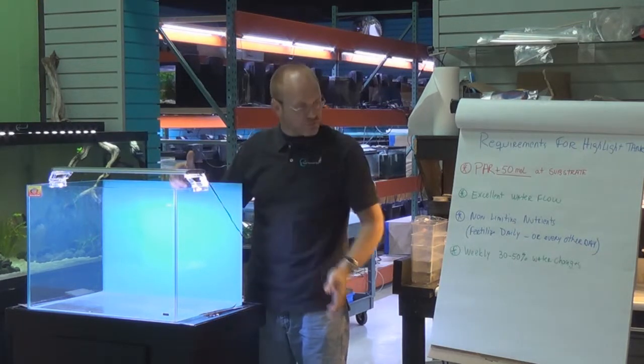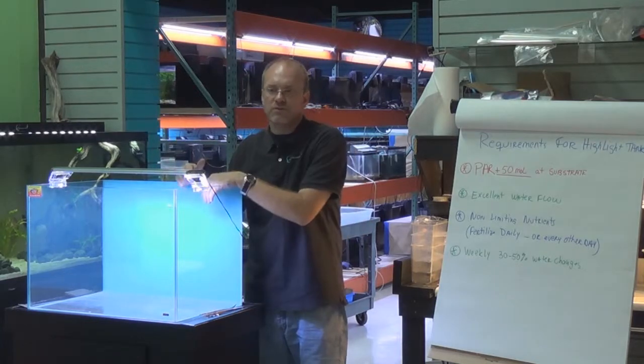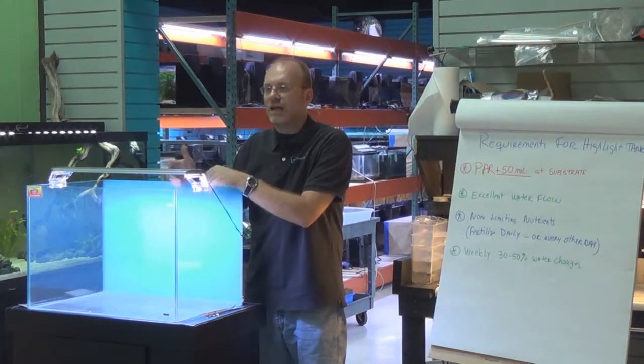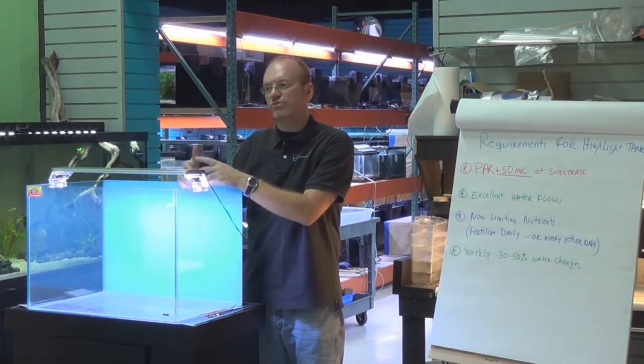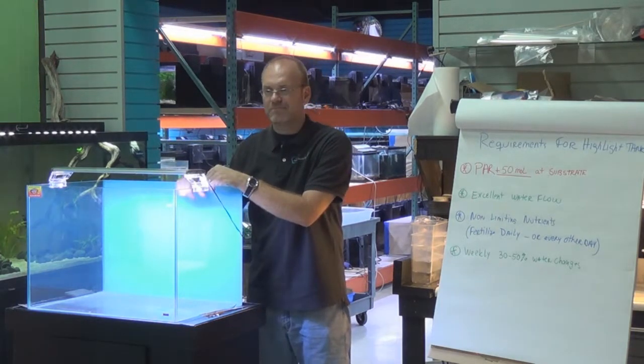If time constraints mean you can only do 30%, that's fine. Ideally, 30 to 40 to 50% is great. If you go on a vacation and you have to skip a week, then you do a 50% before you go on vacation, and you do another 50% when you get back.